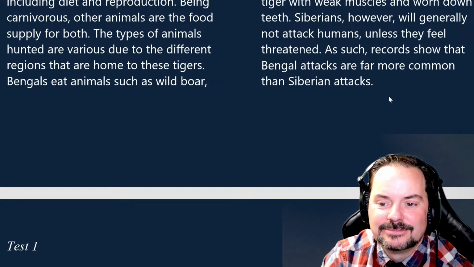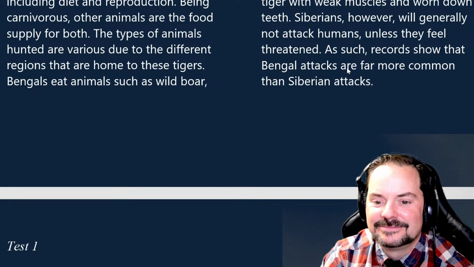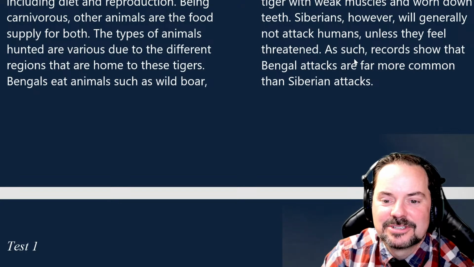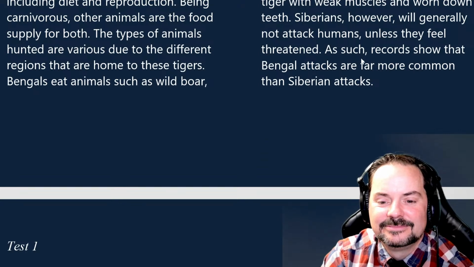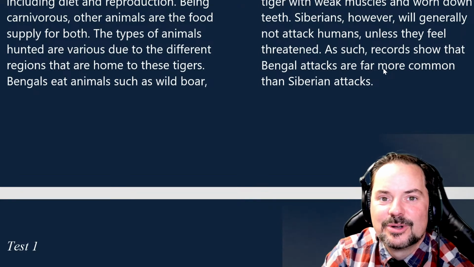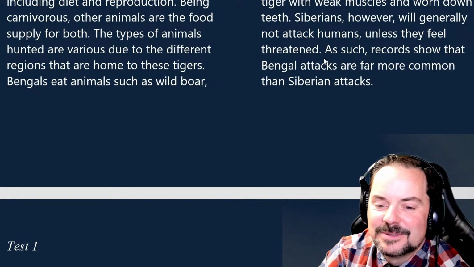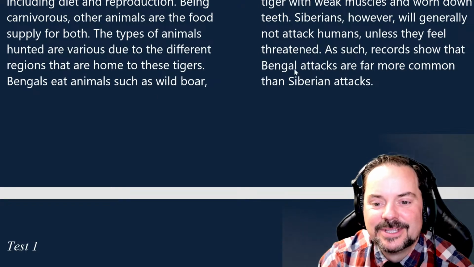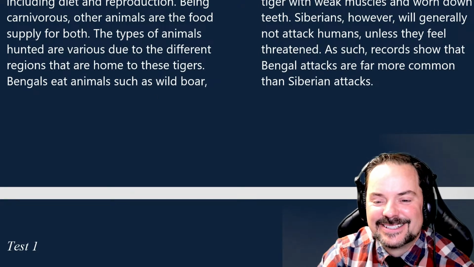What is it about? It was tigers attacking humans. Yeah, the Siberian not so much. The Bengal, if it's old, slow, it'll eat a human. Humans are easy food, right? So in that case they might. So that's what it's about.